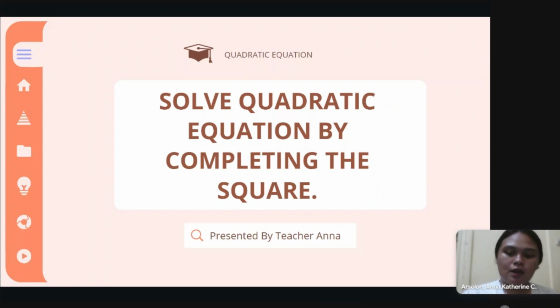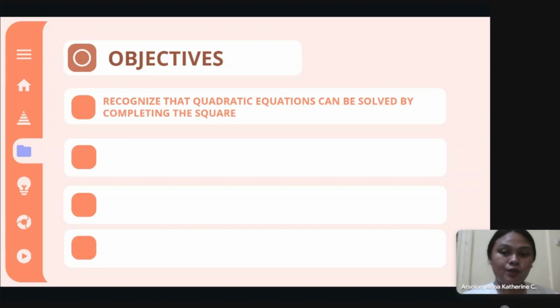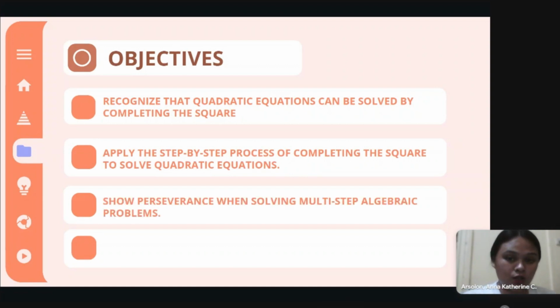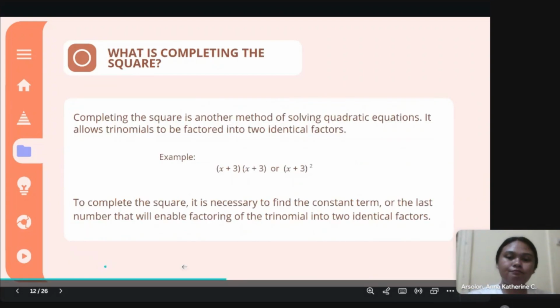So, our objectives: first, the students will recognize that quadratic equations can be solved by completing the square. Apply the step-by-step process of completing the square to solve quadratic equations. Show perseverance when solving multi-step algebraic problems. And value accuracy and logical reasoning in mathematical problem solving. Okay. Alright.